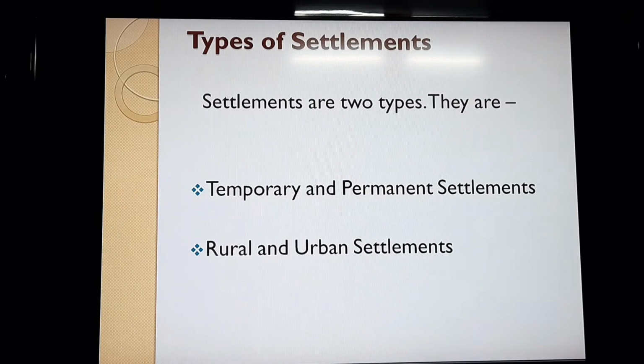So now students, we have to come to the types of settlements. The settlements are of two types. They are temporary and permanent settlements, and the second type is rural and urban settlements. So let us get to know in detail what these two types are.